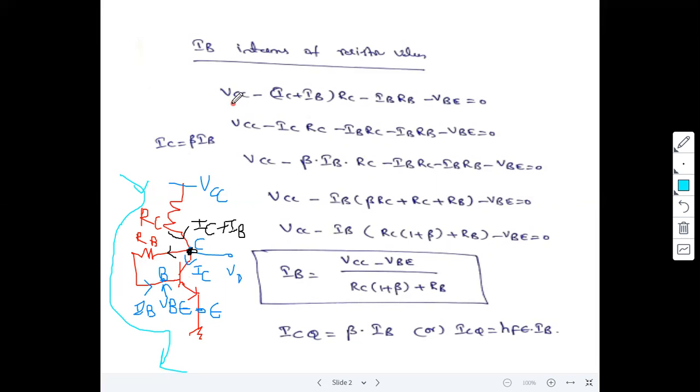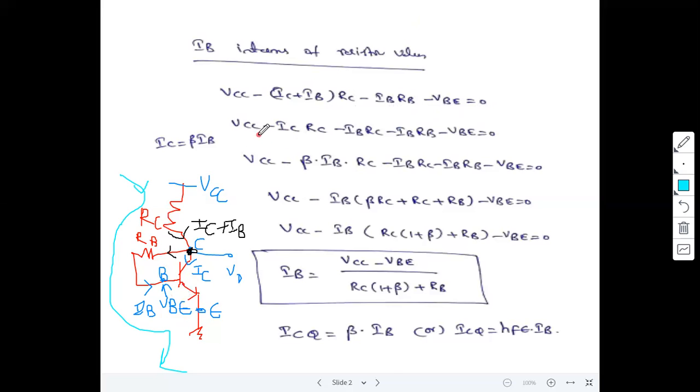What is the expression? VCC. Here I am considering the second terminal; you may consider the first terminal also. VCC minus the current flowing through RC, which is (IC plus IB) into RC, minus the current flowing through RB, which is only IB into RB, minus the junction voltage VBE, is equal to 0.